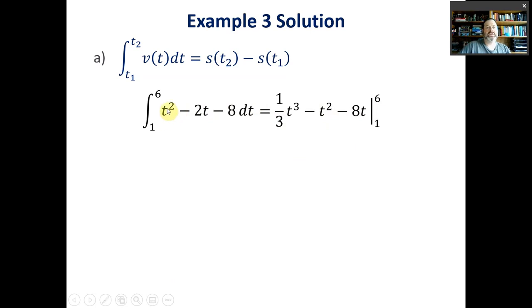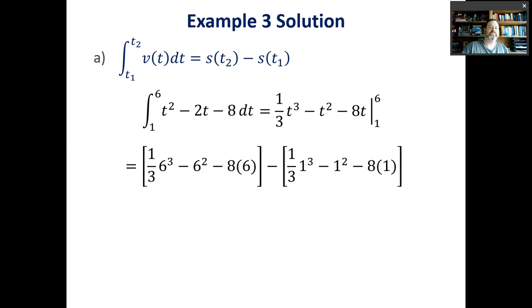So here, the integral is t cubed divided by 3, so it's 1/3 t cubed. This is t squared divided by 2. And this is just 8t. And all the minus signs stay the same. Evaluate this from 1 to 6. So we just plug 6 in the whole thing, and then subtract and plug 1 in the whole thing. Don't forget to distribute this negative.